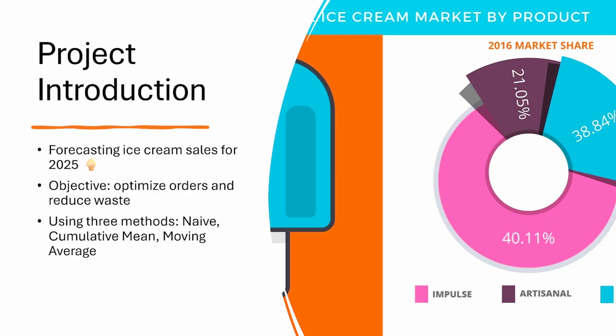So first of all, let me explain the goal of this forecast. The goal is very simple. We want to plan how much ice cream to order for each month in 2025. The problem is if we order too much ice cream, it will go to waste and we lose money. But if we order too little, we will miss the chance to sell more during high months when people need the ice cream. So my goal is to balance this and to make sure we have the right amount of ice cream every month. To do this, I used three different forecasting methods. These are the naive method, cumulative method, and the moving average method. I'm going to explain how they work in a moment.